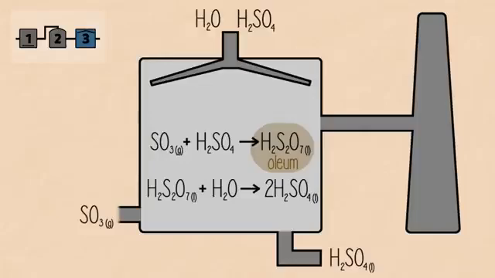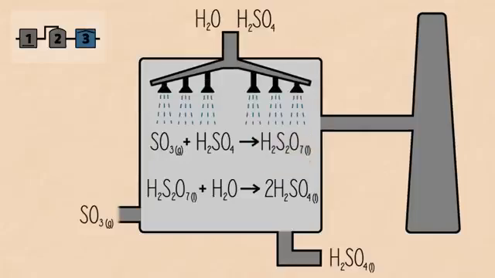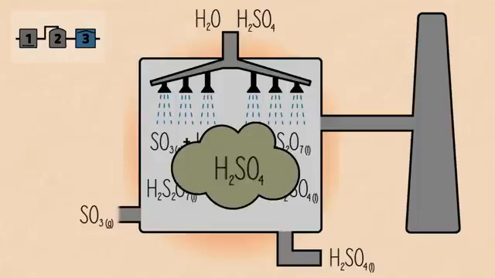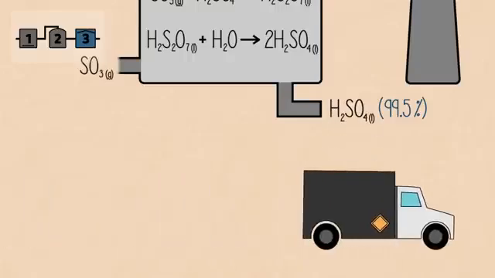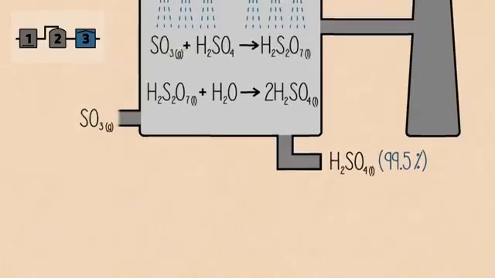It is very important at this stage to add water carefully, usually as a mist, to sulphur trioxide. This is because the reaction is very exothermic, so mixing it with pure water would release a mist of sulphuric acid that would escape into the air. 99.5% pure sulphuric acid is then collected and is shipped off to where it is needed next.